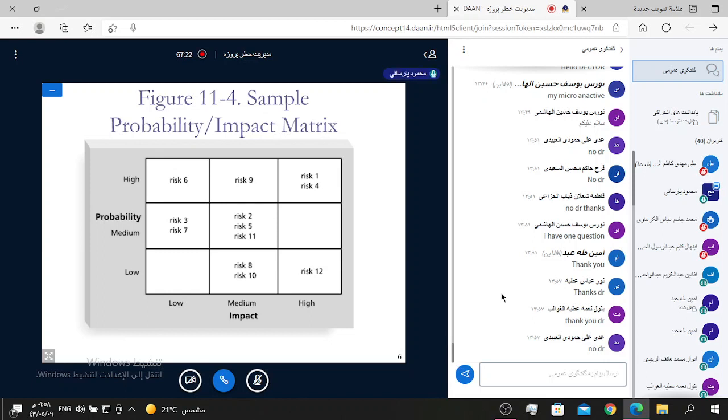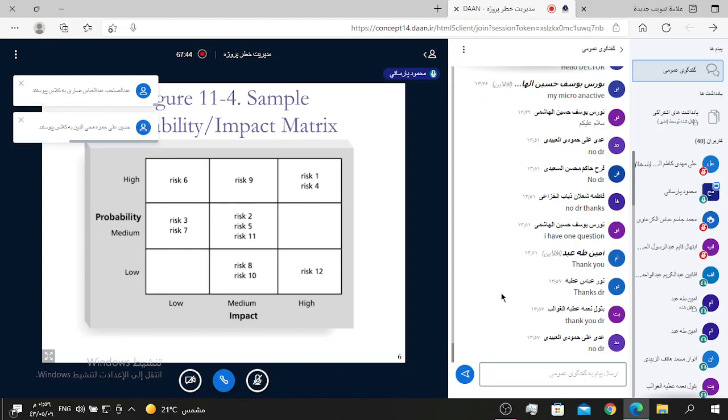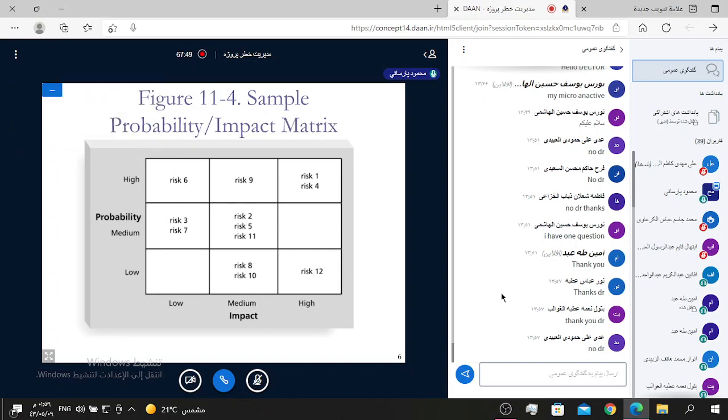And with medium effect and medium probability, both of them, there are risk number 2, number 5, and risk number 11 in this example. And for medium effect and low probability, there are risk number 8 and risk number 10 in this region.